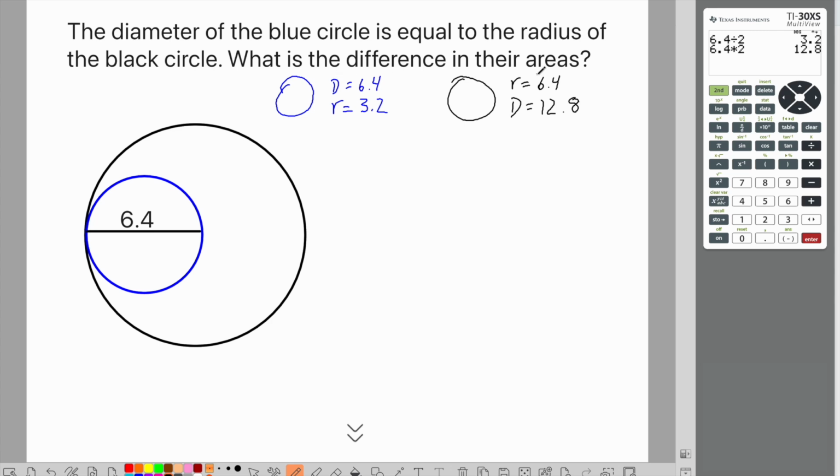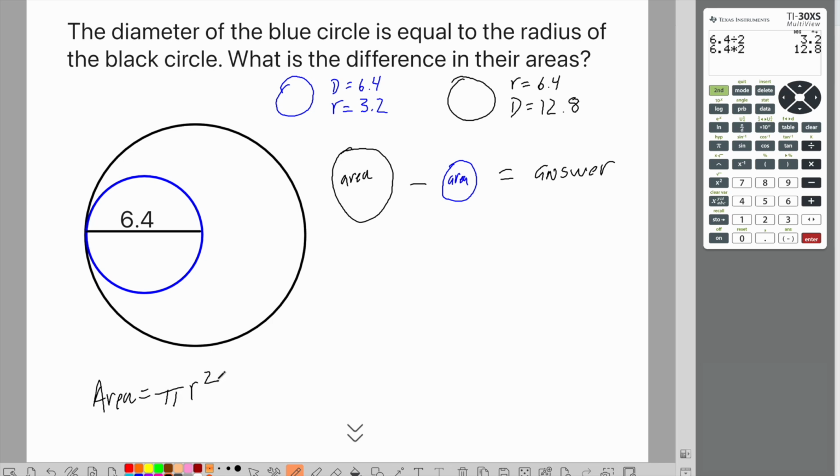Now, we want to find their difference in areas. So the black circle is bigger, right? So we're going to take the area of the black circle minus the area of the blue circle. So we need to find the area of each of these. We're going to find these two areas and then subtract the two numbers, and that is going to be our answer. So what we need to find the area of any circle is just the radius. The formula is pi times radius squared.